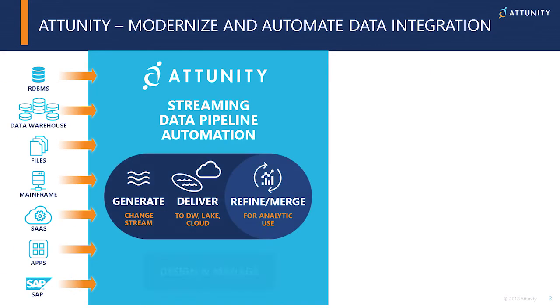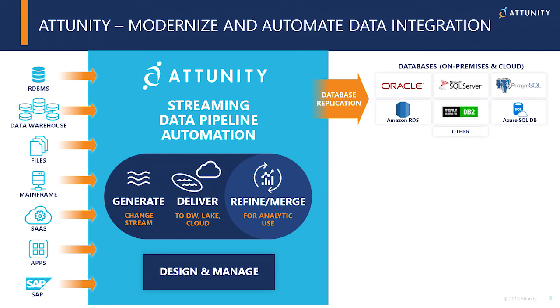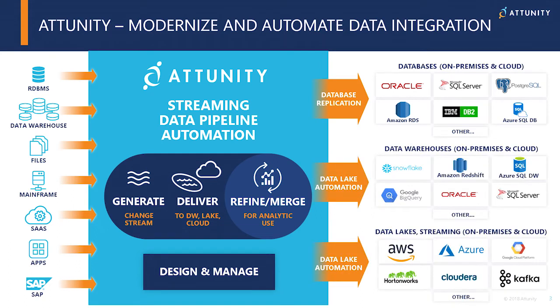So to break this out a little bit more, we provide three flavors of data pipeline automation. The first one is that we can support database replication. So we can generate change streams from a variety of sources. We can deliver that set of changes to a data lake, to a data warehouse, might be on premises, might be on the cloud, and then refine and merge that data for analytics usage.